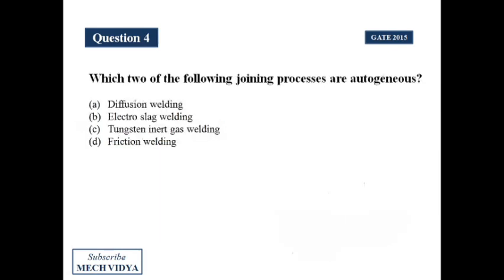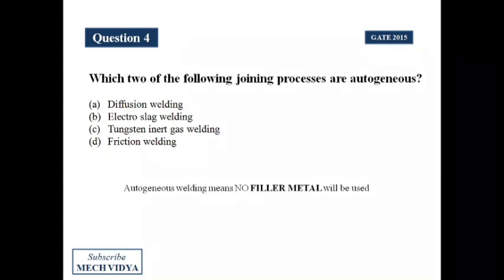Then the next question asks which two of the following four processes are autogenous? Now, autogenous welding means the welding techniques where we don't use any kind of filler metals. So out of these four options, only in diffusion welding and friction welding we don't use any filler metals. Otherwise, in electroslag welding as well as TIG welding, that is tungsten inert gas welding, we have to deposit filler metals in the weld pool to complete the process. So naturally the correct options are option A and D.